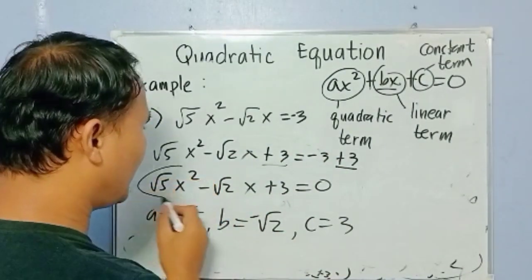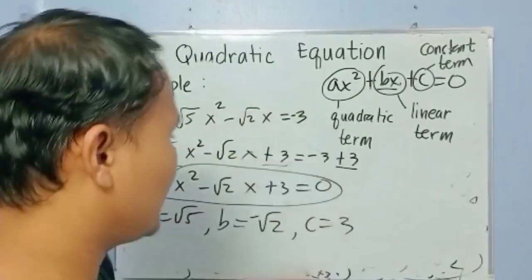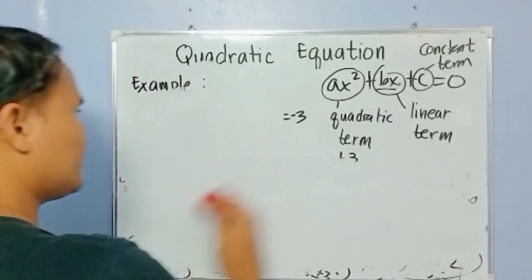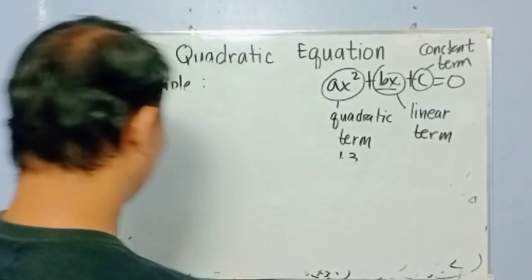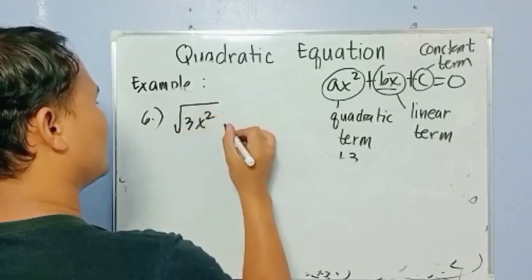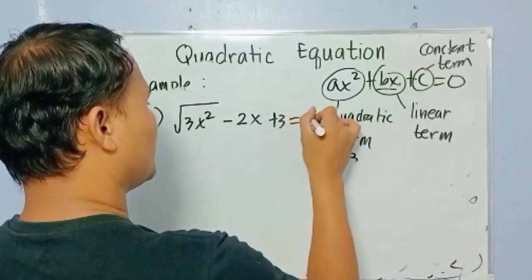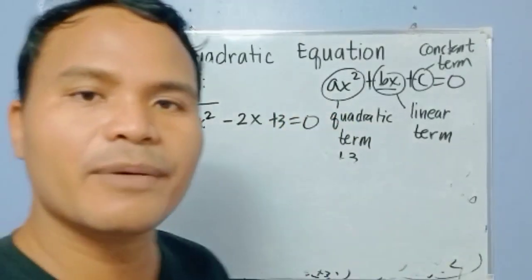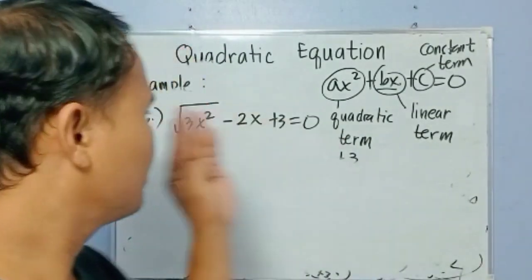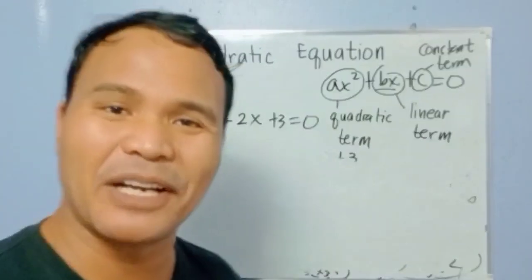So here is our standard form of our equation. So this is a quadratic equation. Another example. I have here square root of 3x squared minus 2x plus 3 equals 0. Is this a quadratic equation? Yes or no? No. This is not a quadratic equation.